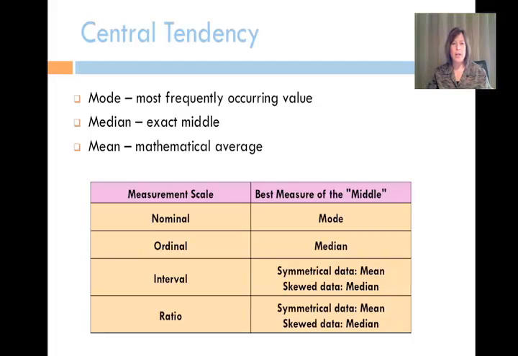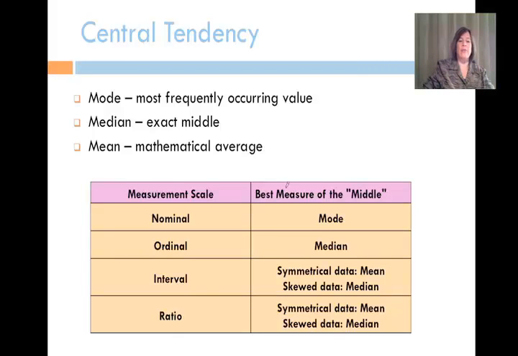The mode is simply the most frequently occurring value in any set of scores. You use the mode as your measure of central tendency when you have nominal level data, because if your variables are measured in a different way, those other statistics don't make sense.